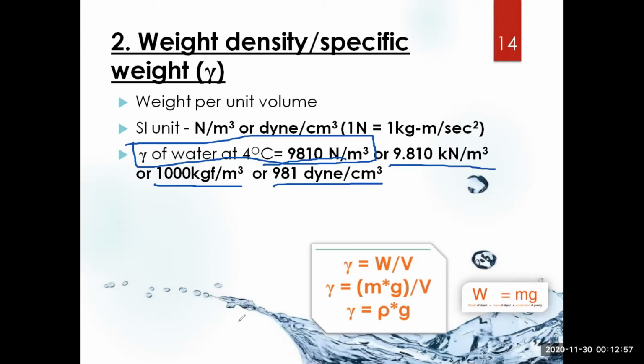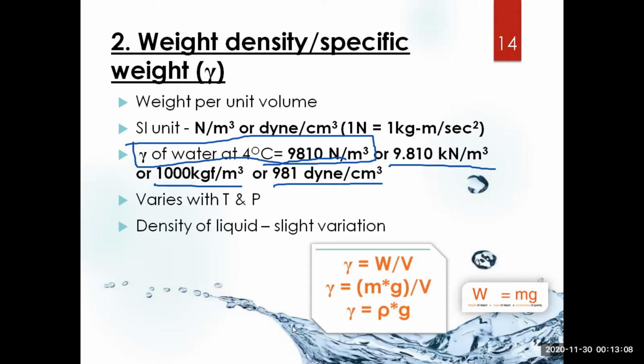The weight density for water is 9810 Newton per meter cube. And as I told, the weight density will also vary with respect to both temperature and pressure. So if temperature increases, what happens? The volume is going to increase. If volume increases, then density will decrease because it is inversely proportional. Similarly, if pressure increases, then volume decreases, then density will increase. Because gamma is also inversely proportional to volume, if volume increases, gamma decreases, and if volume decreases, then gamma increases. It is a reverse.